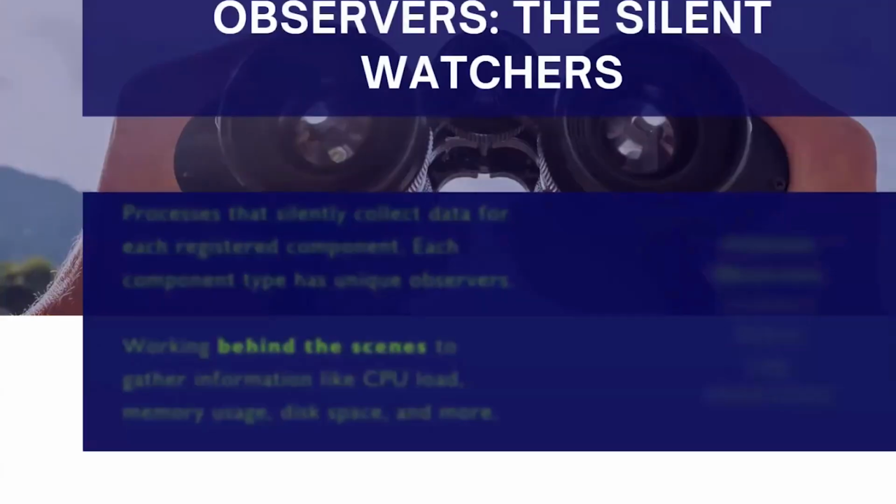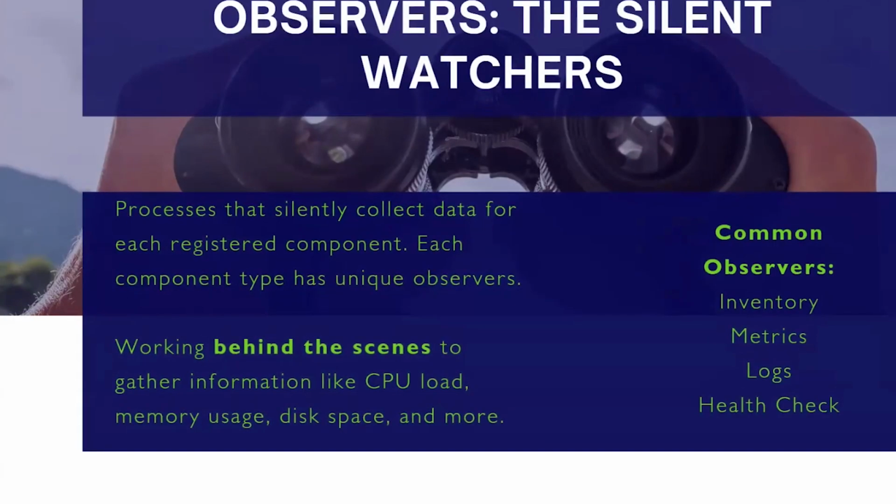So when we talk about tracking metrics, we need to talk about the observers, or as I like to call them, the silent watchers. Observers are the behind the scenes workers that collect data from your components. They monitor things like server performance and service responsiveness. Without observers, there'd be no metrics or alerts or performance insights to analyze.